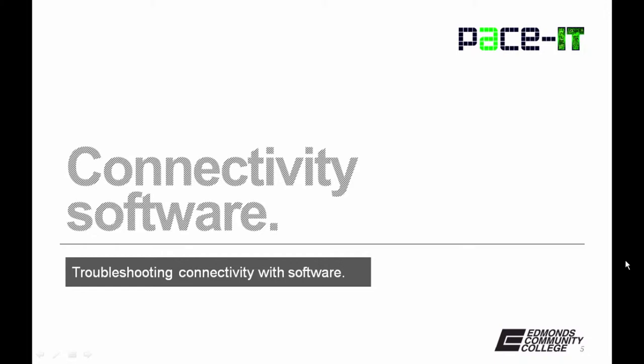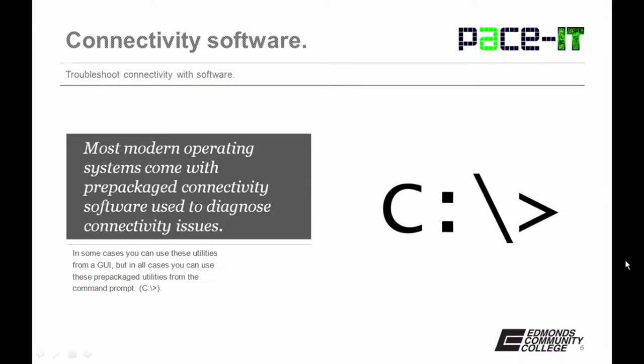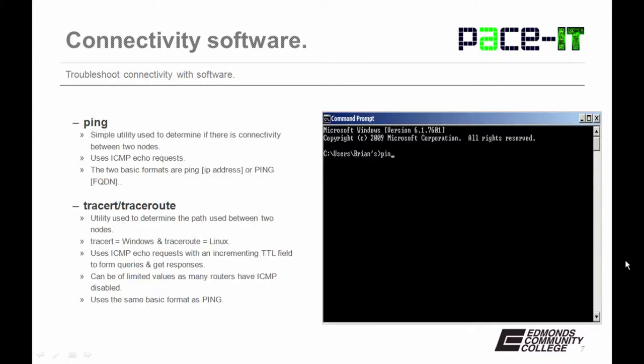Now let's move on to some examples of connectivity software. Now, most modern operating systems come with prepackaged connectivity software that is used to diagnose connectivity issues. In some cases, you can use these utilities from a graphical user interface, but in all cases, you can use these prepackaged utilities from the command prompt, the C prompt. So let's begin with the ping utility.